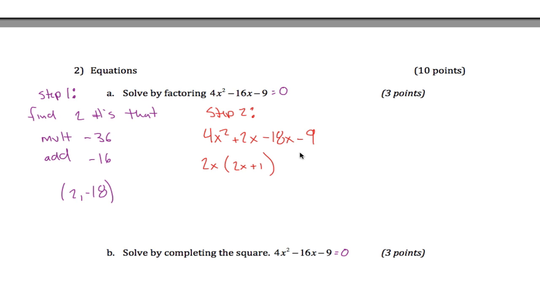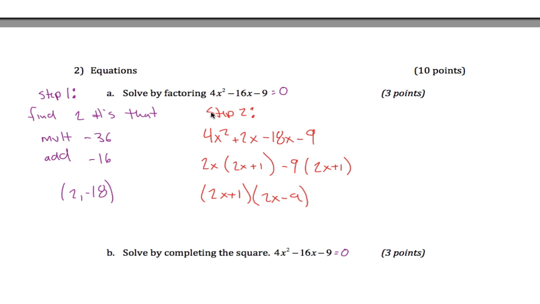And so the question becomes, what can we pull out of these second two terms to be left with 2x plus 1? And the answer to that is -9. So now you view this as two terms, and both of these terms, here's one of them, there's the other, have a 2x plus 1 in them. So you pull out a 2x plus 1, and you're left with this 2x and this -9.